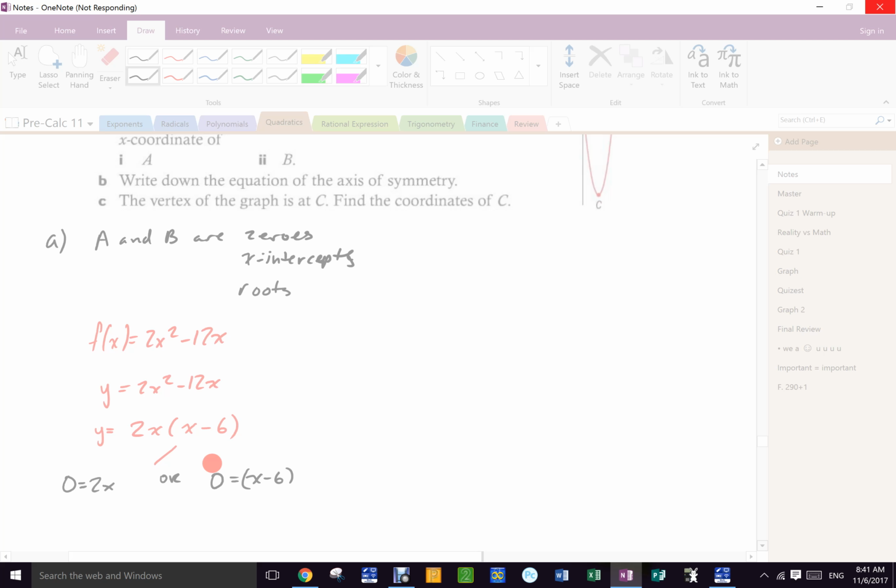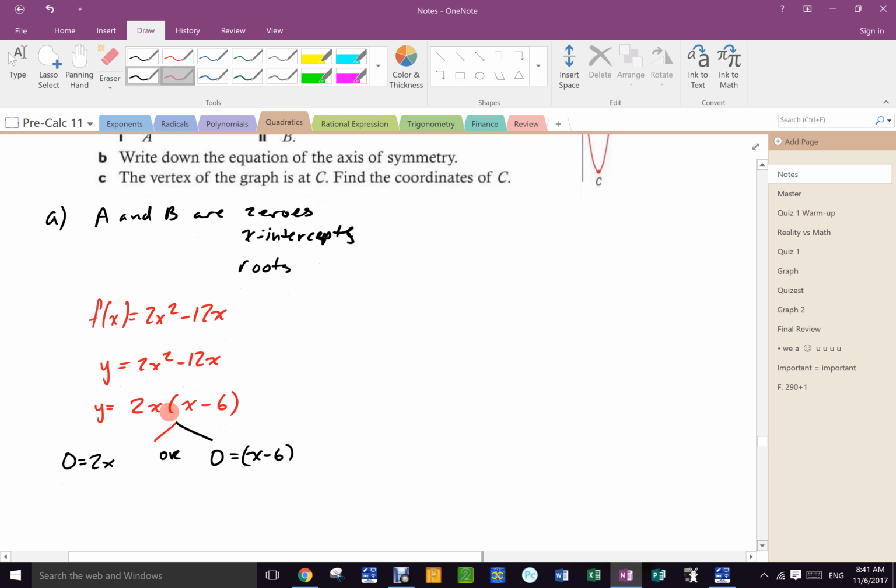0 and 6. Lovely. Excellent. 0 or 6. Perfect. That answers A. B says write down the axis of symmetry.